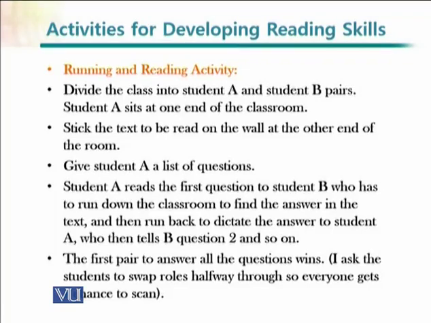Running and reading activity involves dividing the class into student A and student B pairs. Student A sits at one end of the classroom, then stick the text to be read on the wall at the other end of the classroom. The teacher could do that. He could stick or paste that text on another side of the classroom. Then give student A a list of the questions. Student A reads the first question to student B, who has to run down the classroom to find the answer in the text, and then run back to dictate the answer to student A, who then tells B question 2, and so on, and it goes on.